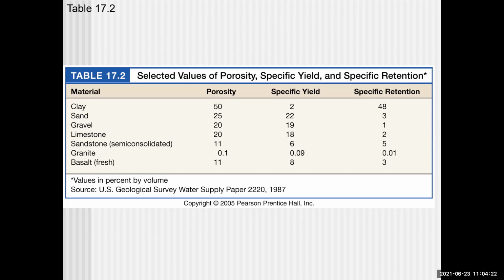So listed here are various sediment and rock types with their corresponding porosities. So we can see that clay has a high porosity. If you were to look at a block of clay under a microscope, you'd see a lot of that block of clay is open space between those individual kind of platy shaped clay mineral grains. A lot of open space, a lot of porosity. Sand, also a lot of open space, a lot of porosity. Same with gravel, same with limestone, a little bit less with sandstone and basalt.